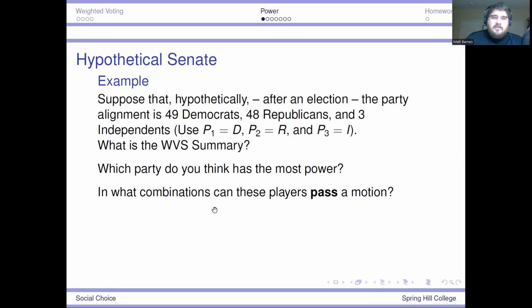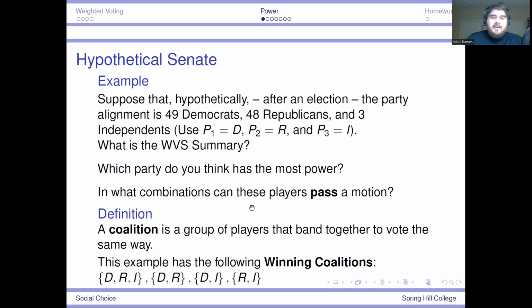Well, a good question to answer this would be looking at what combinations of players can pass a motion in this case. If we just go off of our simple majority, where we're just trying to pass a bill or pass a motion, we need 51. We need 51 total senators. So the Democrats can't do it by themselves, the Republicans can't do it by themselves, and our independents can't do it by themselves.